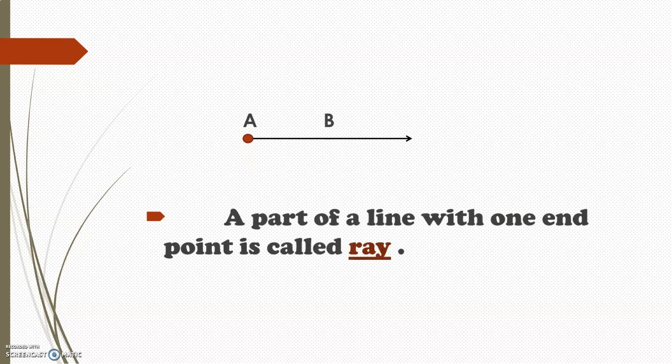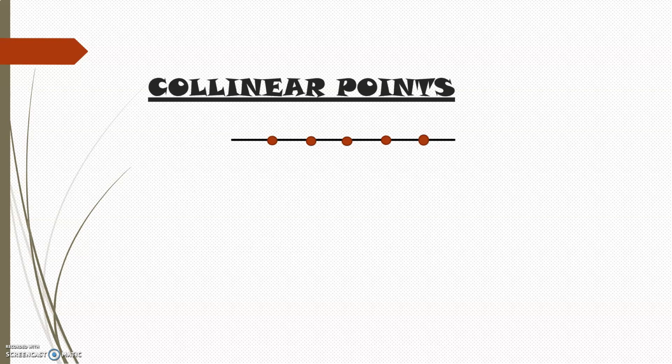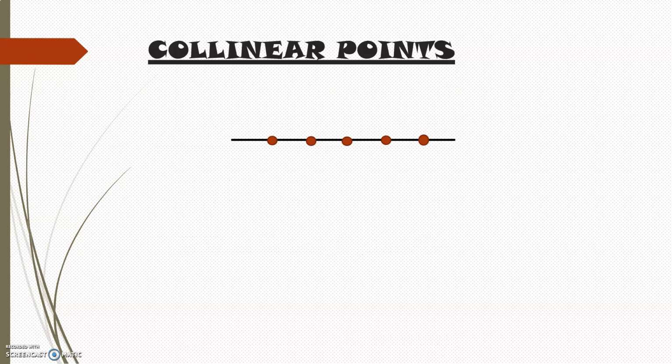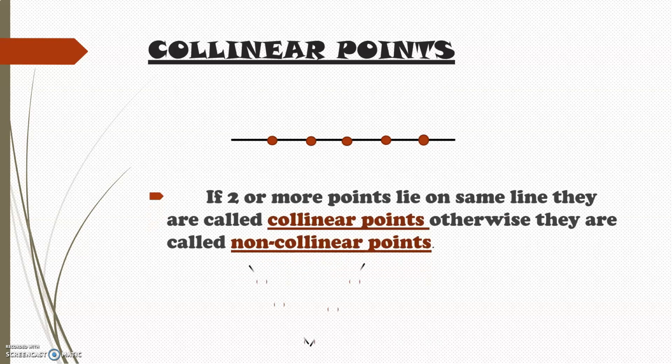Consider a part of a line with one endpoint, namely A, B. A part of a line with one endpoint is called a ray. Let us consider the points which lie on a straight line, called collinear points. Otherwise, they are called non-collinear points.